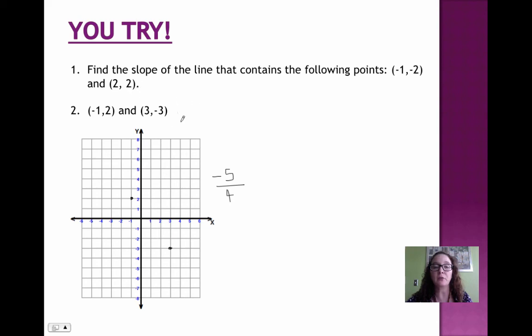So -5 over 4. And again, we could have called this group 1 and this group 2. Taken our y term from our second set minus our y term from our first set, change in y, change in x, the x term from the second set minus the x term from the first set. So I have -3 minus 2, which is a -5, and 3 minus a -1, minus a negative means plus, so 4. So -5 over 4 is the slope for that line.